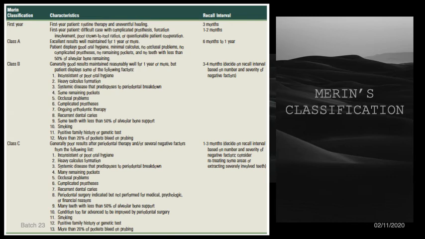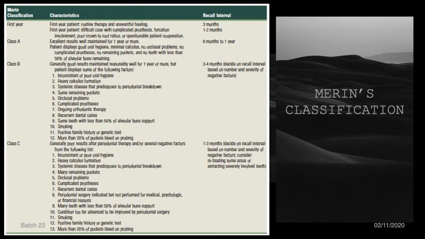So within the first 1 year, he divided patients into 2 types, either routine patients or difficult cases with complicated prosthesis and furcation involvement, poor crown to root ratio, or questionable patient cooperation. For routine patients, the recall visit should be every 3 months. For difficult cases, the recall visit should be every 1 to 2 months. So this is for the first 1 year. After the first 1 year of continuous recall visits, the patients will then be classified into class A, B and C based on the patient's characteristics.